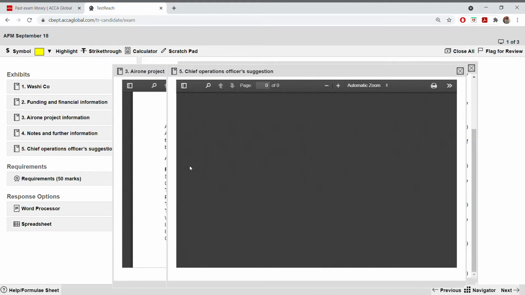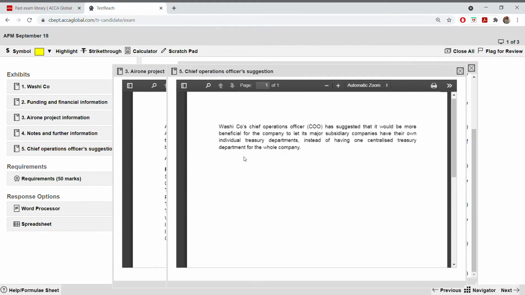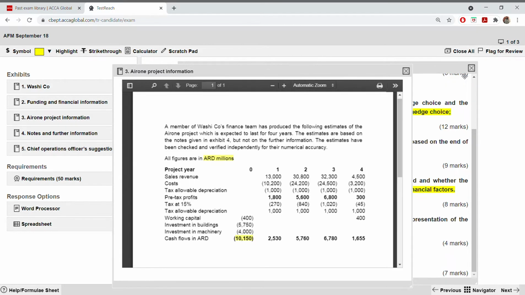Next, chief operation officer suggestion, right? What was their suggestion, which you need to see whether you need to. This comes for part D. Okay, the last requirement. The CEO has suggested that it would be more beneficial for the company to let its major subsidiary companies have their own individual treasury department instead of having one centralized. So it's like decentralized versus centralized treasury department. They are saying better to have decentralized treasury department rather than centralized. So you have to say how valid it is, because they told it will be beneficial. That means you have to validate whether it will actually be beneficial or not for 7 marks.